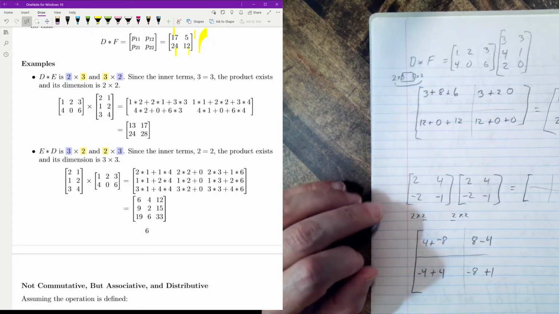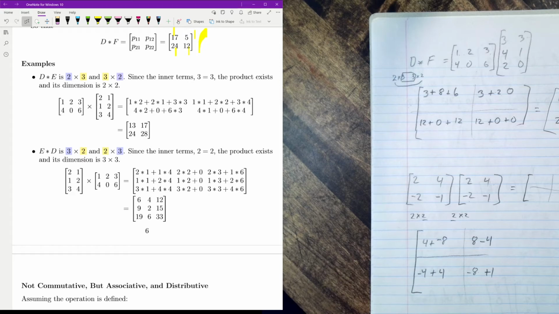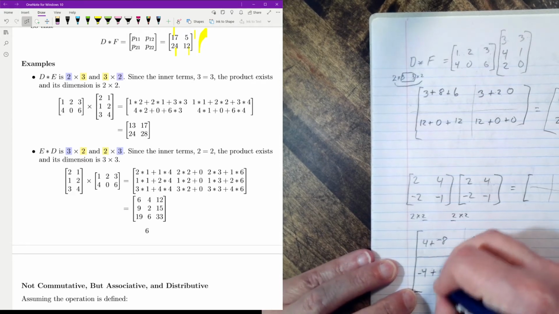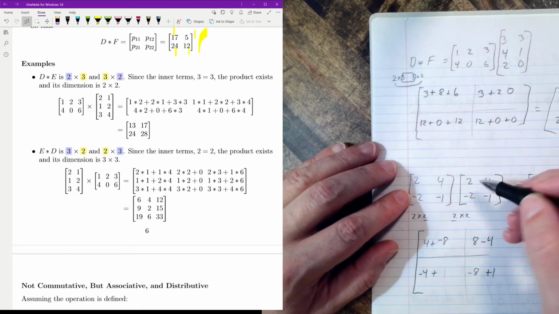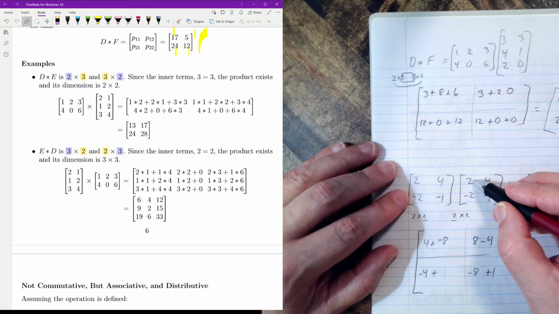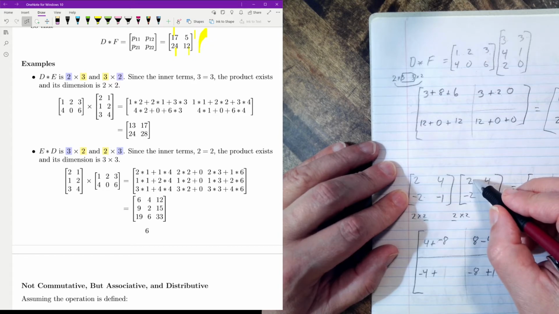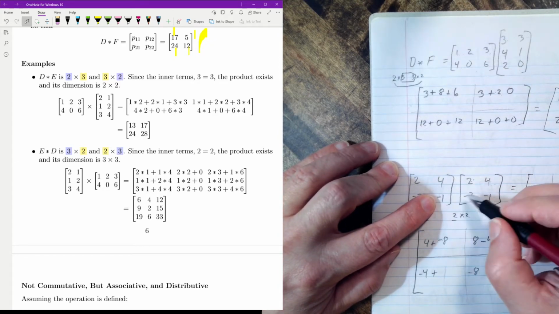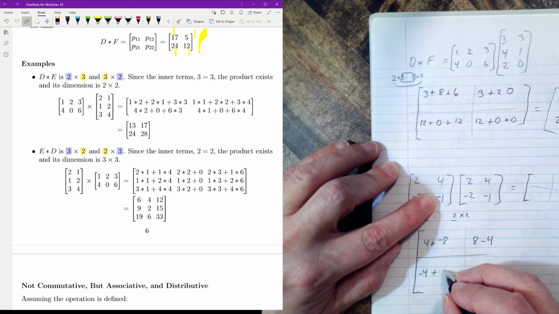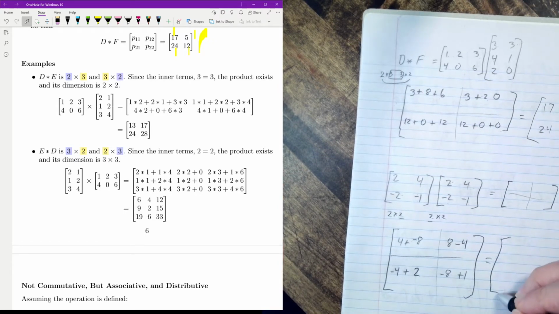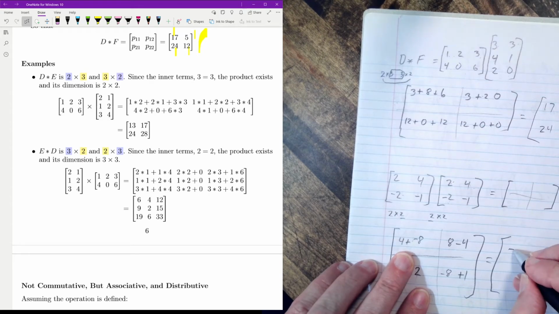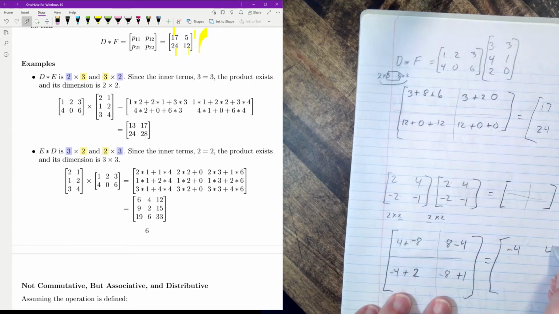I'm going to back up one point. I made a mistake here. I apologize. Let's do this calculation over. So minus 4, minus 2 times 2 is minus 4. Minus 1 times minus 2 is 2. And this equals minus 4, 4, minus 2, and minus 7.